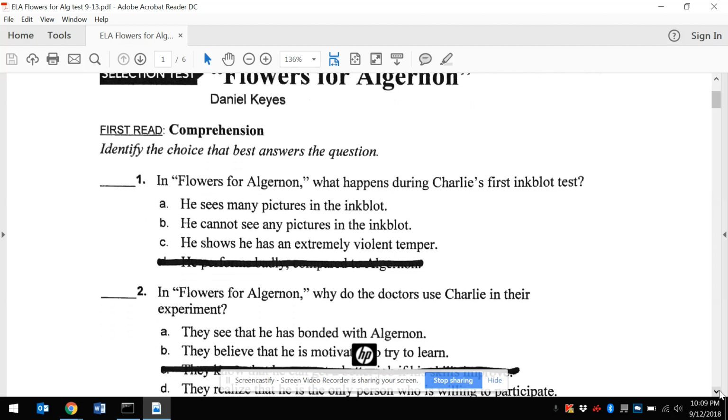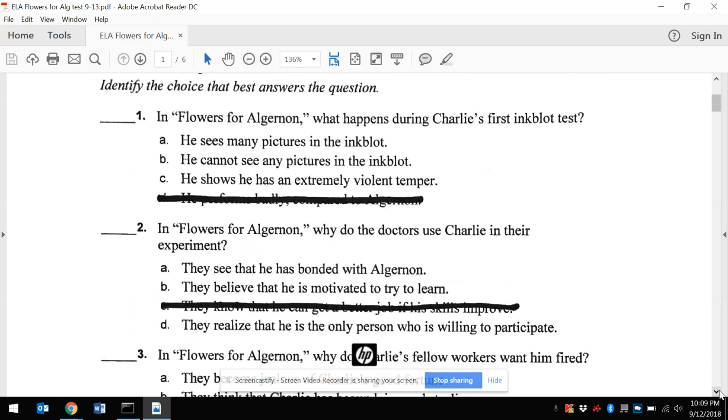2. In Flowers for Algernon, why did the doctors use Charlie in their experiment? A, they see that he has bonded with Algernon. B, they believe that he is motivated to try to learn. Or D, they realize that he's the only person who is willing to participate.